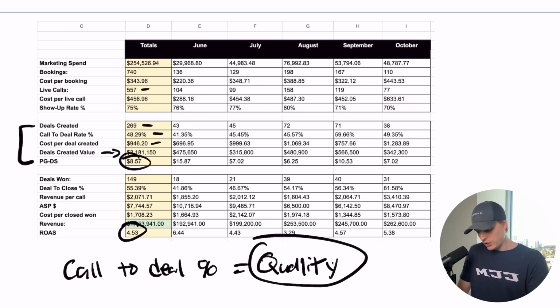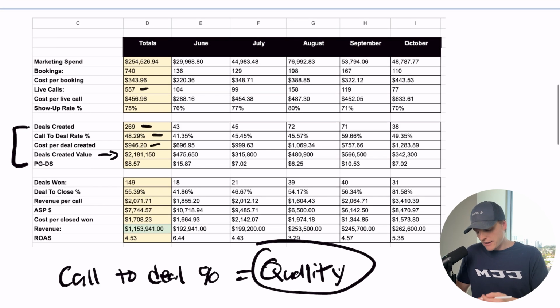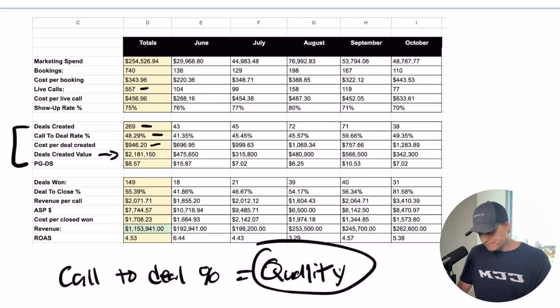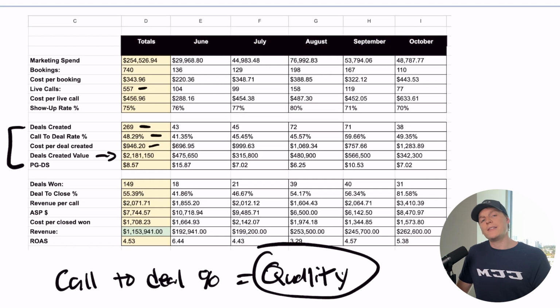So this is a really good metric to track, and it does help you literally look back on, are we generating quality calls? Are we generating quality appointments for our sales team? The answer is yes if you're seeing a very high PGDS. Okay, so we look at this middle of funnel area, and again, deals created.